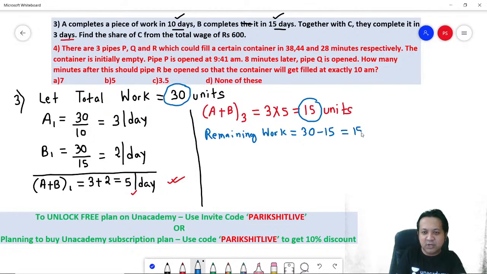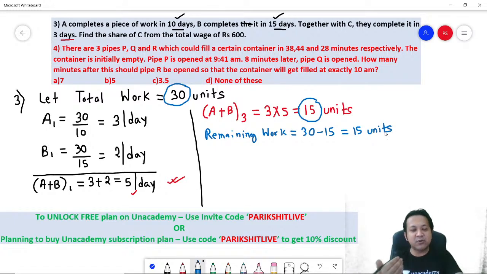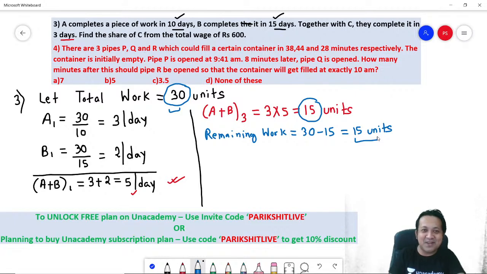So how much work did C do in those 3 days? 15 units. The question is asking how much money C would have got. Remember, money is distributed according to the work that you do. Out of a total work of 30 units, C is doing 15 units. So obviously, C will be getting half of the money. Why? Because he's doing half of the work. As simple as that. So if C is getting half of the money, half of 600 would be 300. That's your answer. Do you follow?